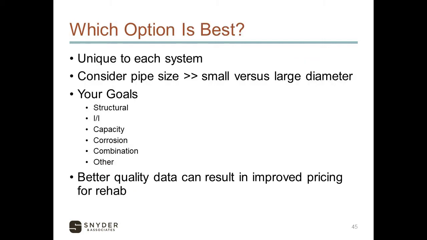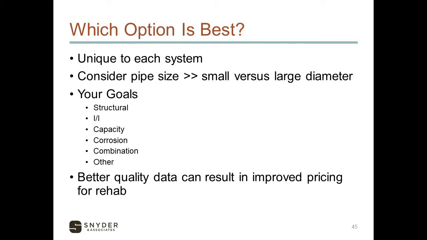So which of these technologies is best? I think that this is a common answer. It's unique to your system. Understand what your goals are. Are you looking for structural integrity, just I&I? Do you need to assess corrosion in your system? Combination, other? I just think that these can either be selected independently or we can combine these to create an assessment program that best suits your system.